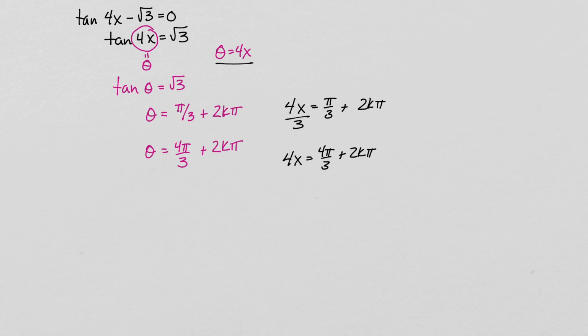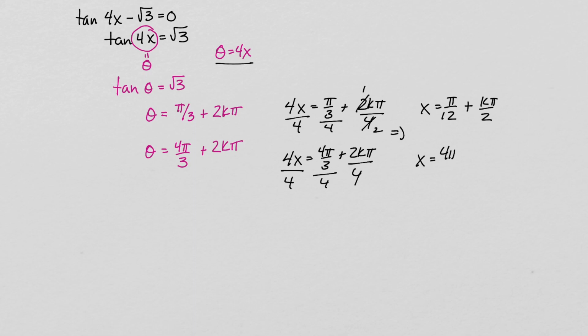And now we're going to divide each of these by 4, not 3 here. So our final answer should be x equals pi over 12 plus, I could reduce this and get k pi over 2, or x equals 4 pi over 12 plus k pi over 2. But it said k pi divided by 4 in the answer.